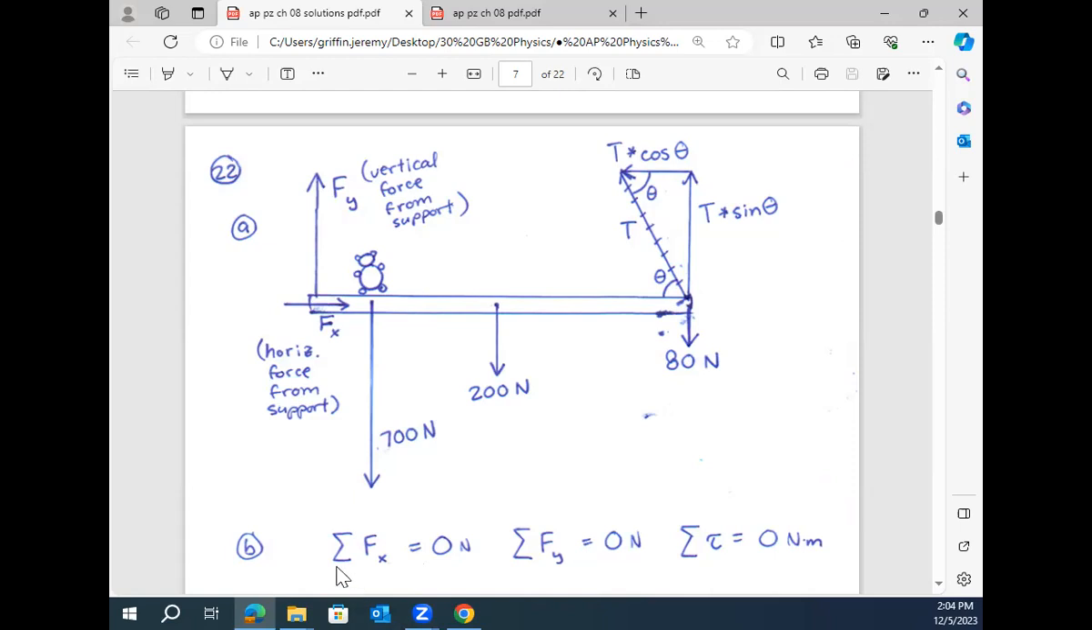Now here are 3 equations that apply. Here's equilibrium. The sum of the x direction forces is 0. That means however much the cable is pushing the beam to the left, the wall is pushing back the same amount. That satisfies that equation. The sum of the forces in y zeroes out. That means the 3 weights down, 1, 2, 3, have to be balanced by 2 upward forces. So this F sub y upwards and this vertical component of the tension have to zero out. And then the torque also zeroes out.